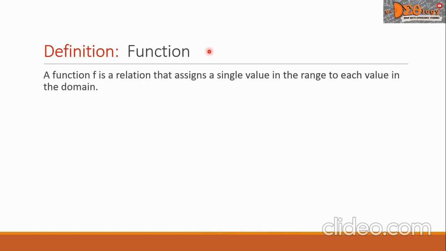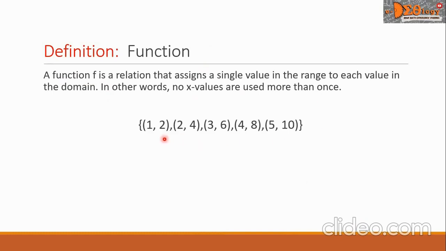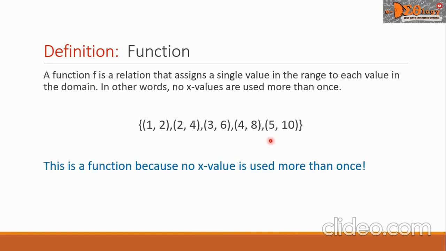Now let us define a function. A function f is a relation that assigns a single value in the range to each value in the domain. In other words, no x values are used more than once. In our example a while ago, this is a function because no x value is used more than once.